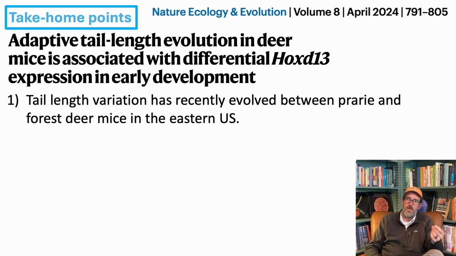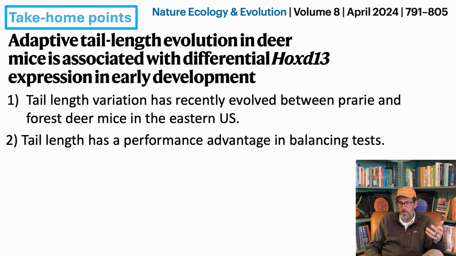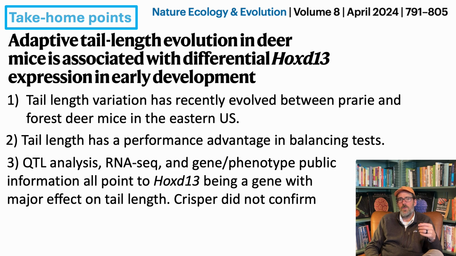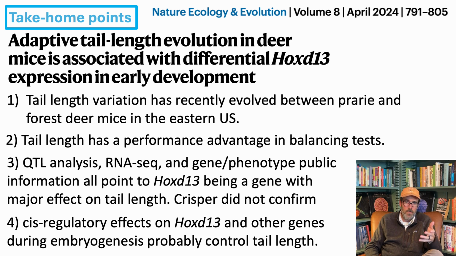Tail length variation has recently evolved between prairie and forest deer mice in the eastern U.S. Tail length has a performance advantage from those fun tests that they showed, and QTL analysis, RNA-seq, and gene phenotype public information all point to the Hox D13 being a gene with a major effect on tail length. There's certainly other genes involved. CRISPR did not confirm. Kudos again for reporting those negative results. And then it must be, perhaps, qualifying again, cis-regulatory effects on Hox D13 and other genes during embryogenesis that control tail length. I was a little bit disappointed.